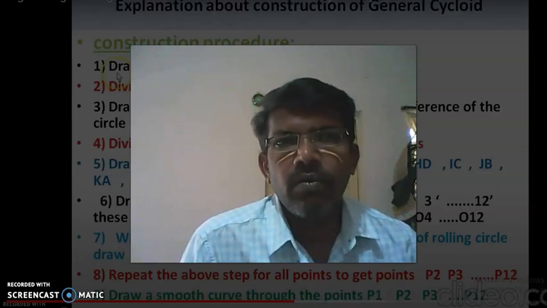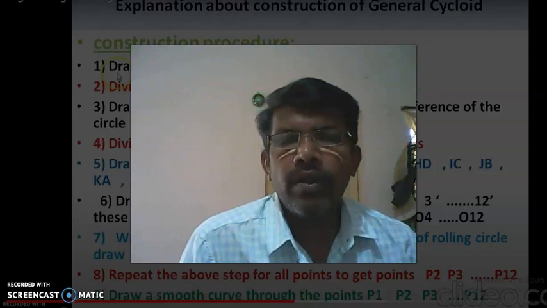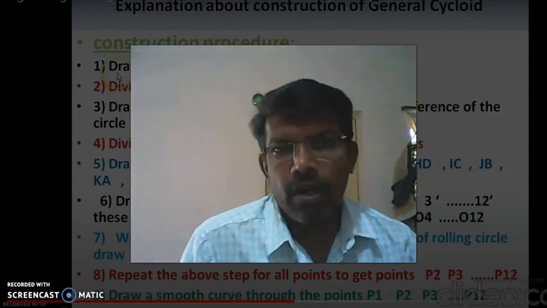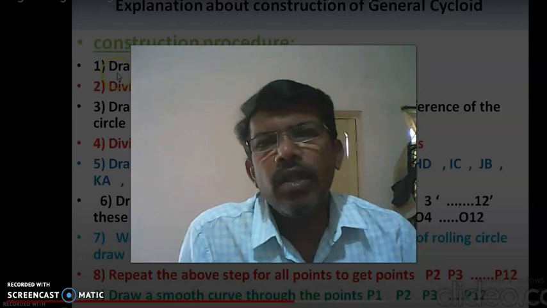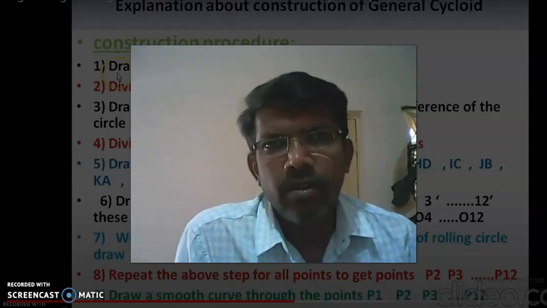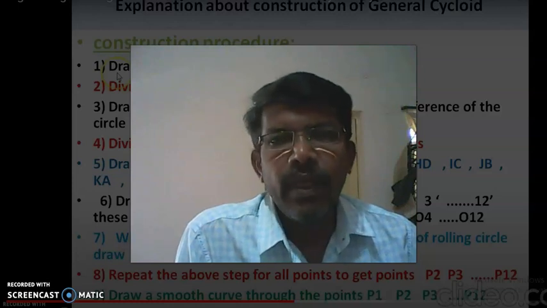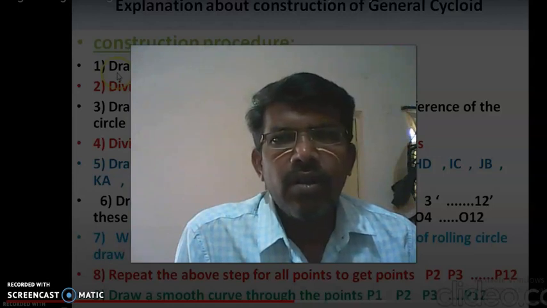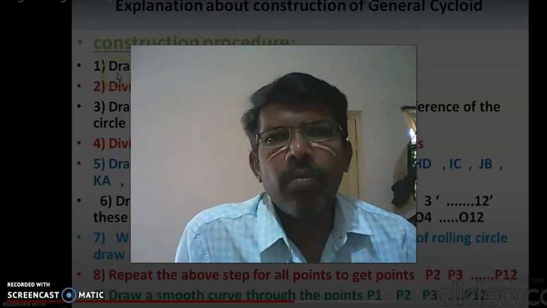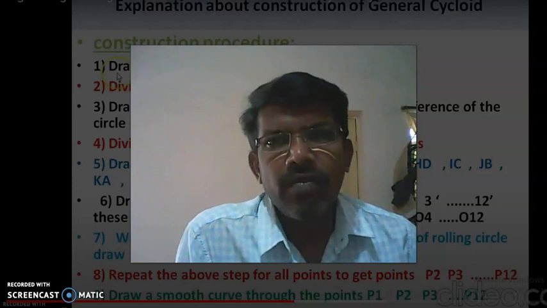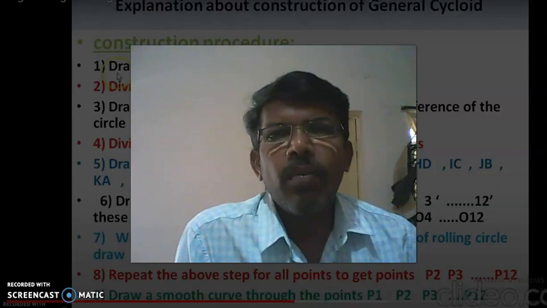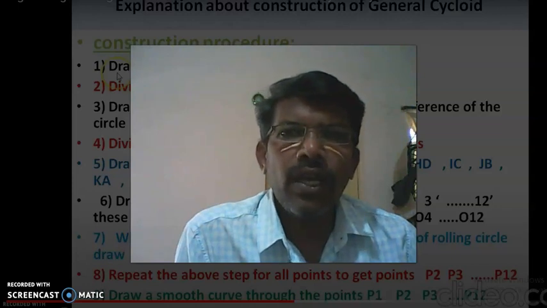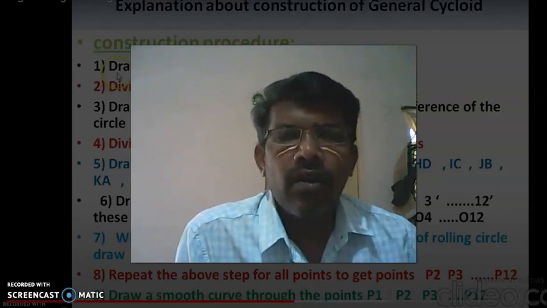Good morning. So today we will go over the explanation of how to construct the general cycloid. You might know the definition of the cycloid, so let us go through it. The cycloid is the curve traced out by a point on the circumference of a circle rolling on a plane surface for one complete revolution without any slip.